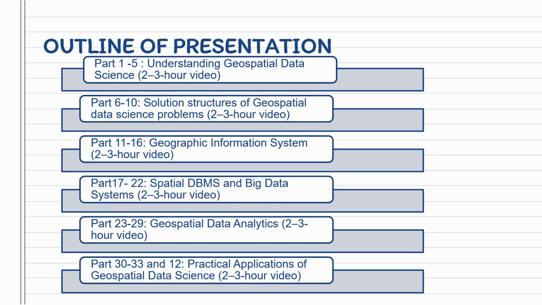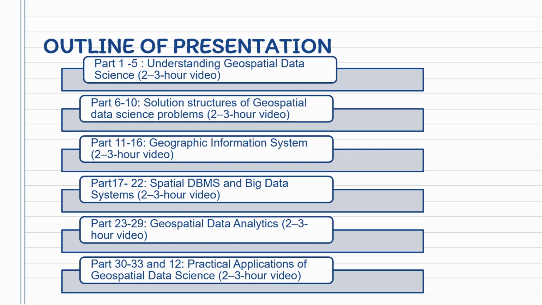Part 6 to 10 will concentrate on solution structures of geospatial data science problems, which will also be around 2 to 3 hour videos. And the part 11 to 16 will basically concentrate on geographic information system, which will also be around 2 to 3 hour videos. Part 17 to 22 will concentrate on spatial database management system and big data systems, which will also be around 2 to 3 hour video.